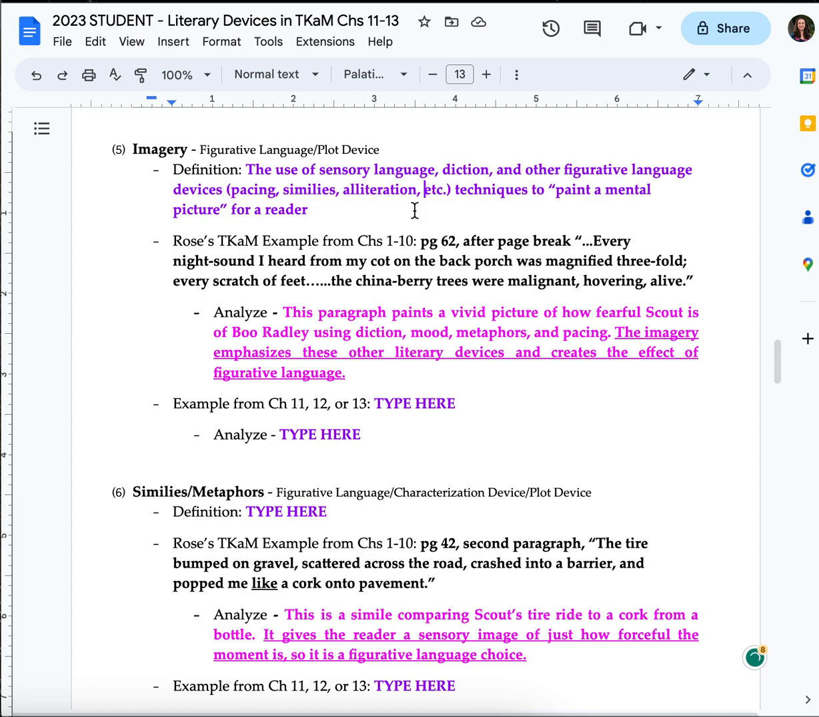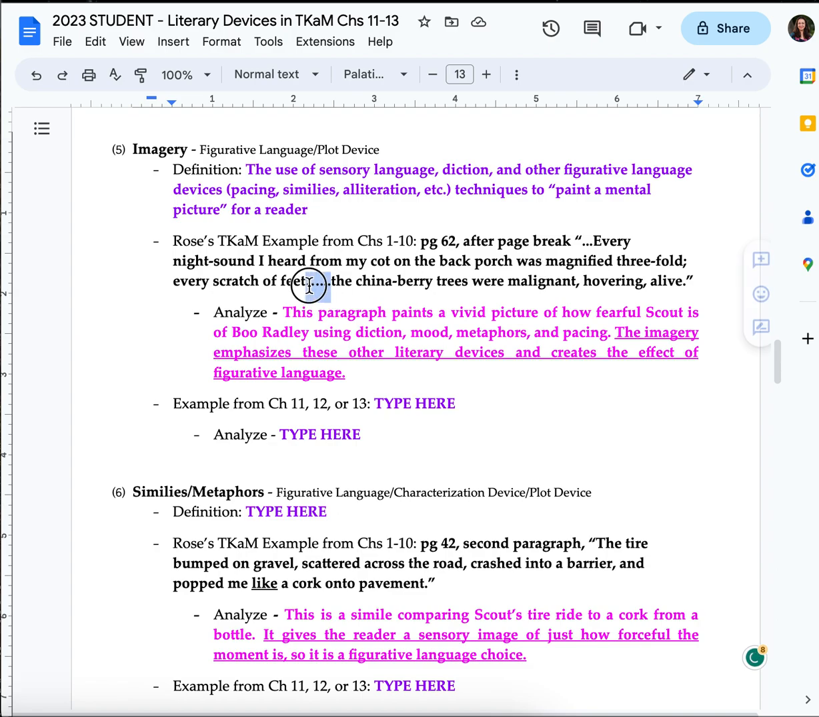Consider how we see Mrs. Dubose in all of her grotesque glory in chapter 11. Or my example from chapter 10, I don't remember, which is on page 62 after the page break, says, "Every night sound I heard from my cot on the back porch was magnified threefold. Every scratch of feet. The chinaberry trees were malignant, hovering, alive."